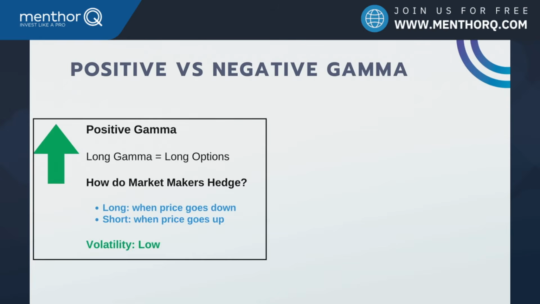At MenthorQ, we calculate our net gamma exposure by analyzing the full option chain and then running it through our models. The idea behind it is that we want to understand whether the market is in a positive or negative gamma regime. Why is this important? Because, as we said earlier, market makers need to hedge their delta. They constantly adjust their exposure by buying or selling the underlying based on how delta changes. And since gamma measures how fast delta changes, it directly impacts how aggressively market makers need to hedge.